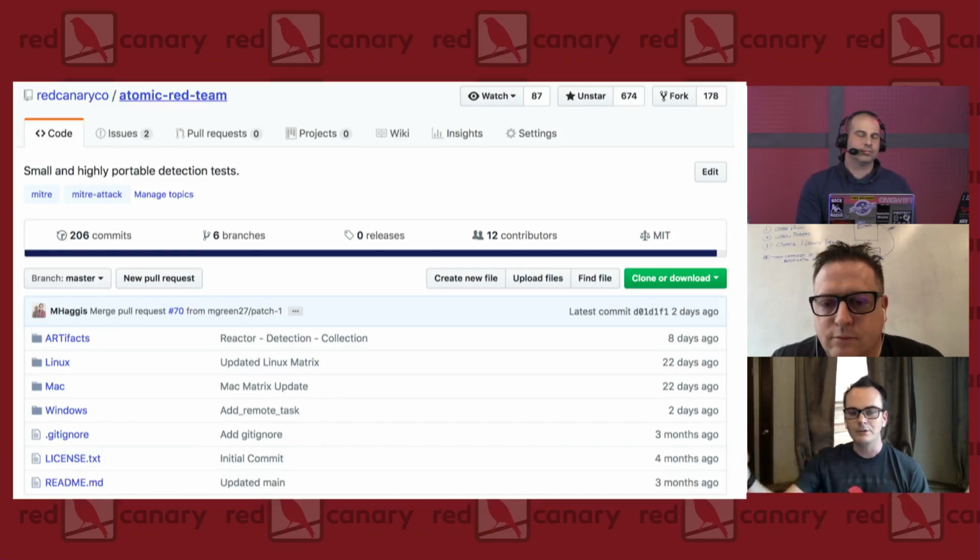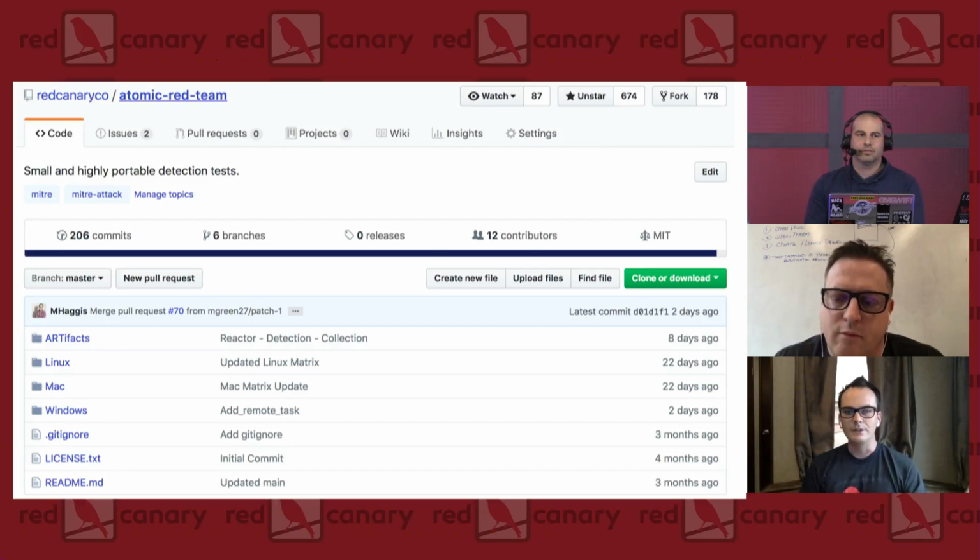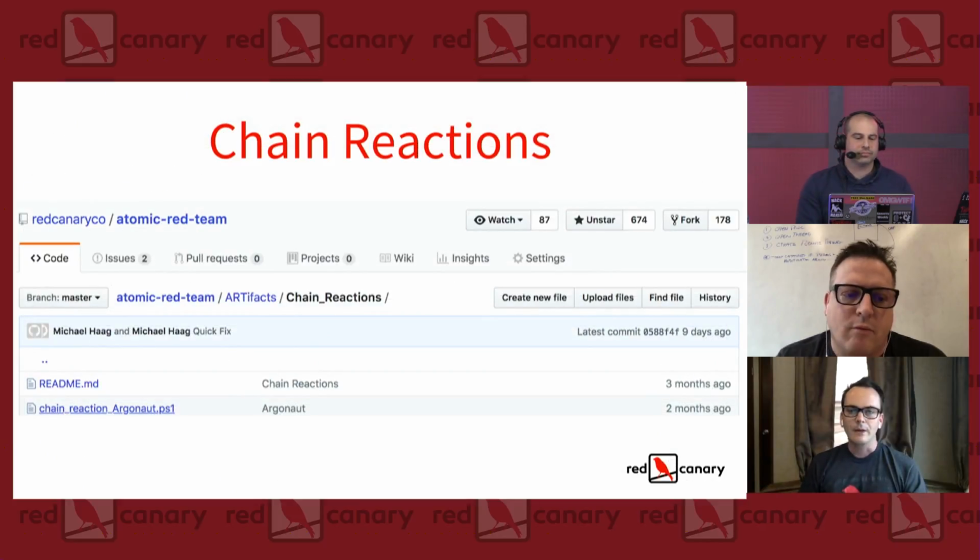And then as we progressed over time, we began to build out artifacts. And inside the artifacts directory is what we call chain reactions. And so on the next slide, for the next image here, we have our chain reactions. Right now, I think there's like 8 or 9 of them. Is that right, Casey? Yep. Yeah, 9 of them in there.